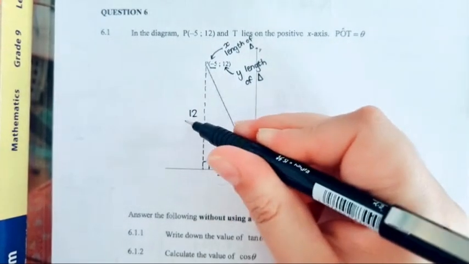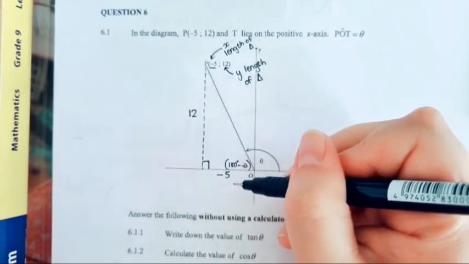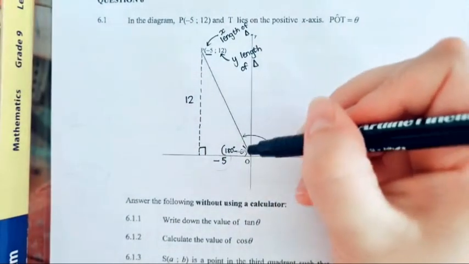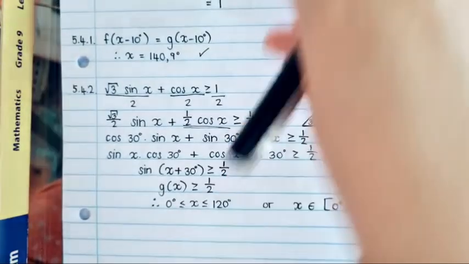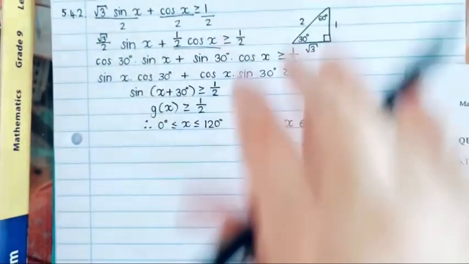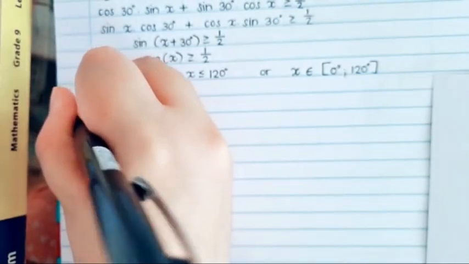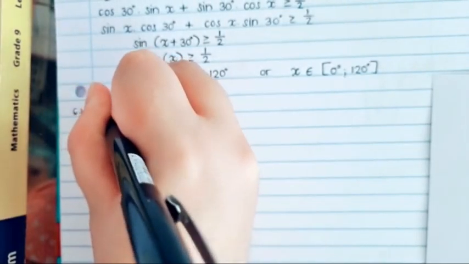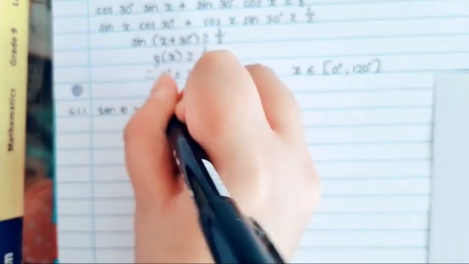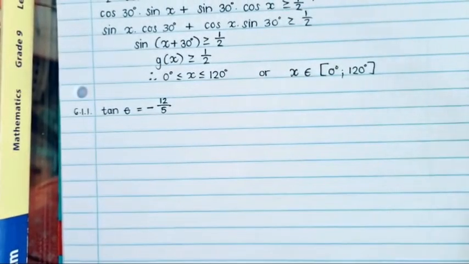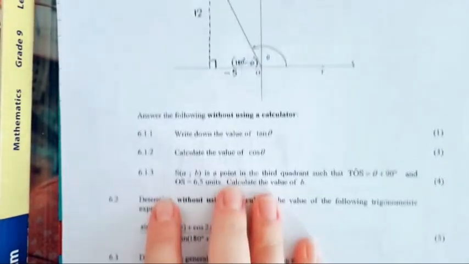Now tan is going to be opposite over adjacent. Do we remember? Tan is opposite over adjacent. So if they're asking for the value of tan theta, we're going to say 12 over -5. Done. 6.1.1. Tan theta is -12 over 5.